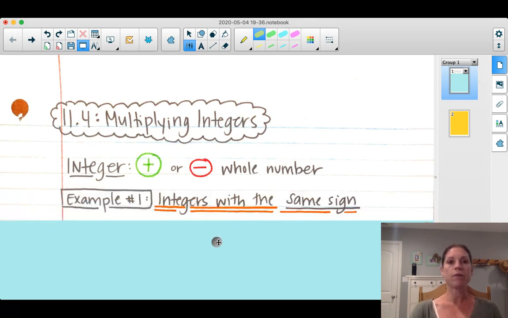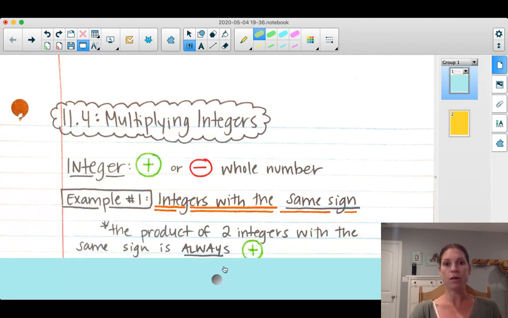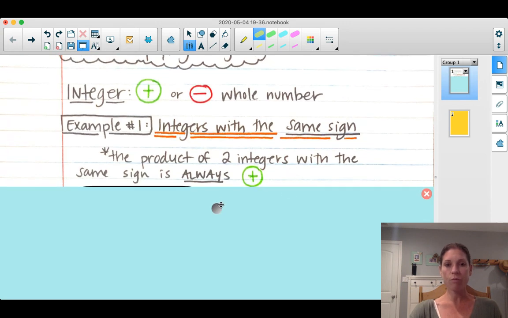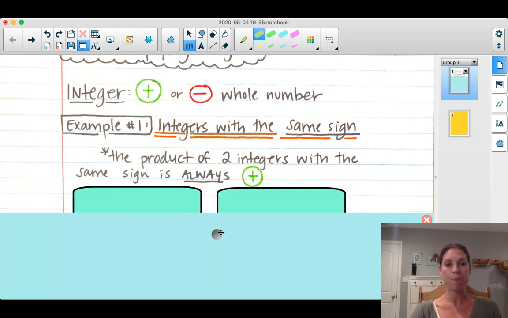So one of the first things we're going to look at is when we're multiplying integers that have the same sign. So we're talking about either a positive times a positive or a negative times a negative. And the rule about two integers that have the same sign is that the product of this is always going to be positive. Always, always, always. So a positive times a positive is going to equal positive, a negative times a negative is going to equal a positive. Okay?